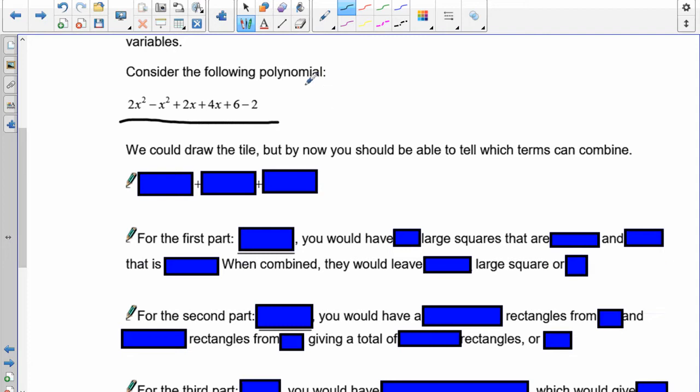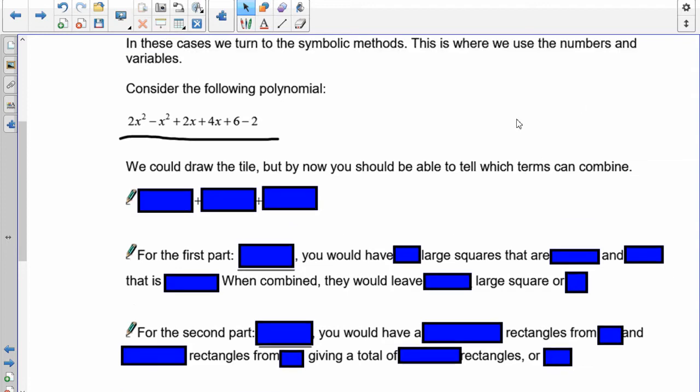So you should be able to realize that these are things that are quite common, and you've seen them and you now know them from the lessons we've done previously. Right. So we could draw the tiles, but by now you should be able to tell which terms can combine. Now, I've purposely made this x squareds, x's, and constants. So the first ones we can put together are the 2x squared minus x squared. There's our first thing we could put together.